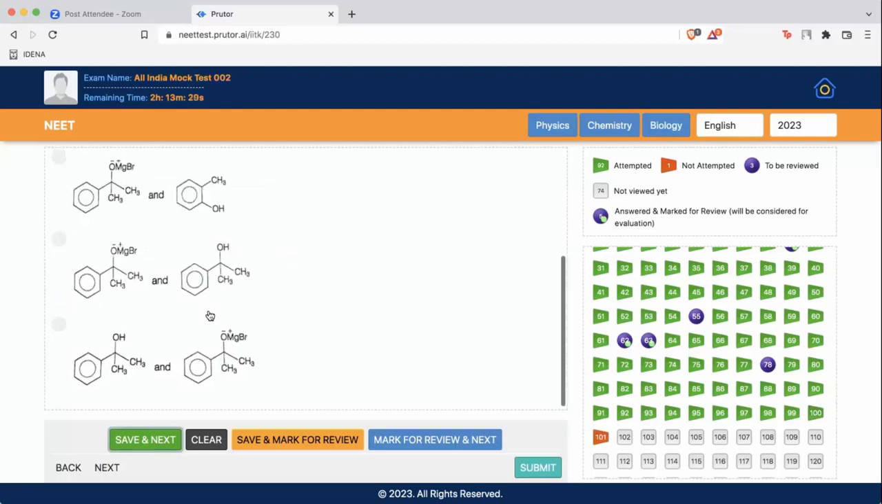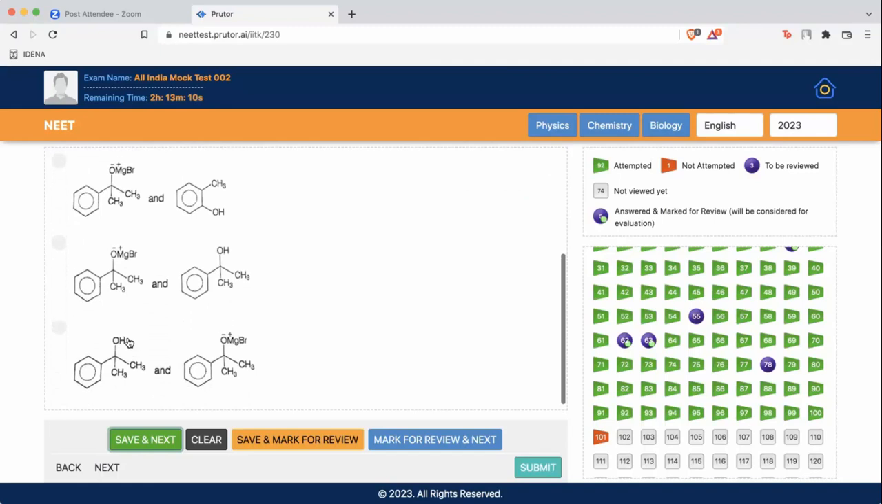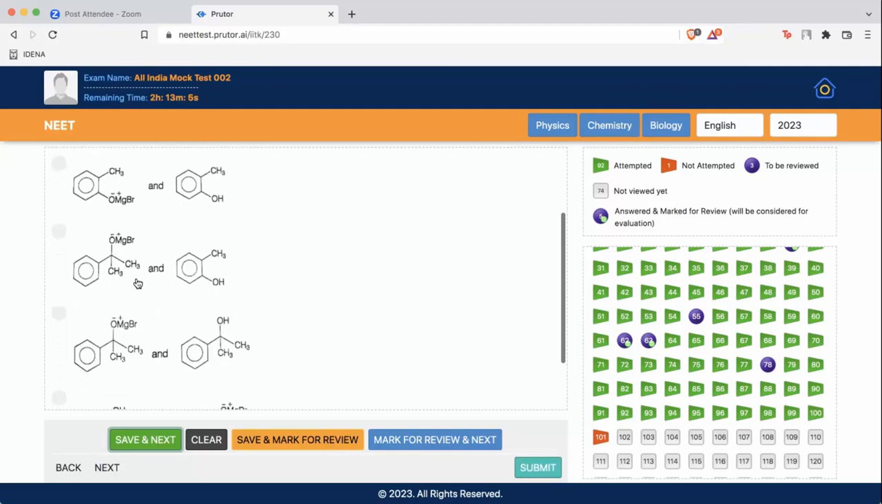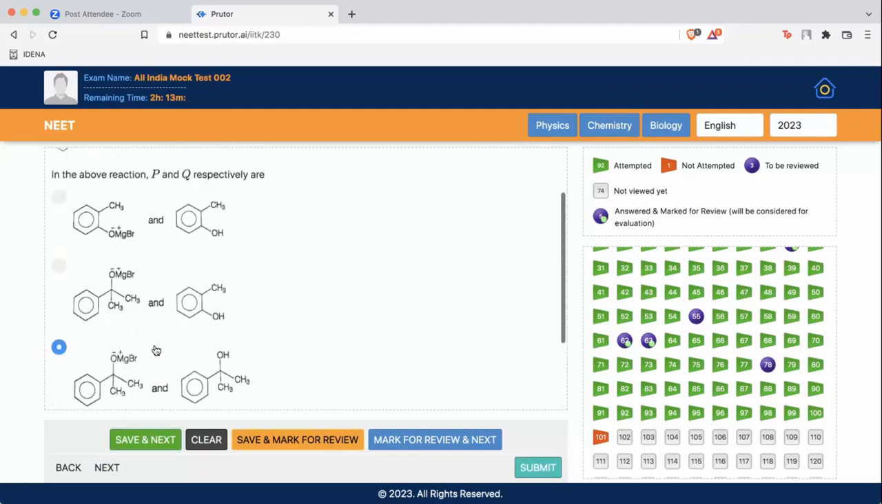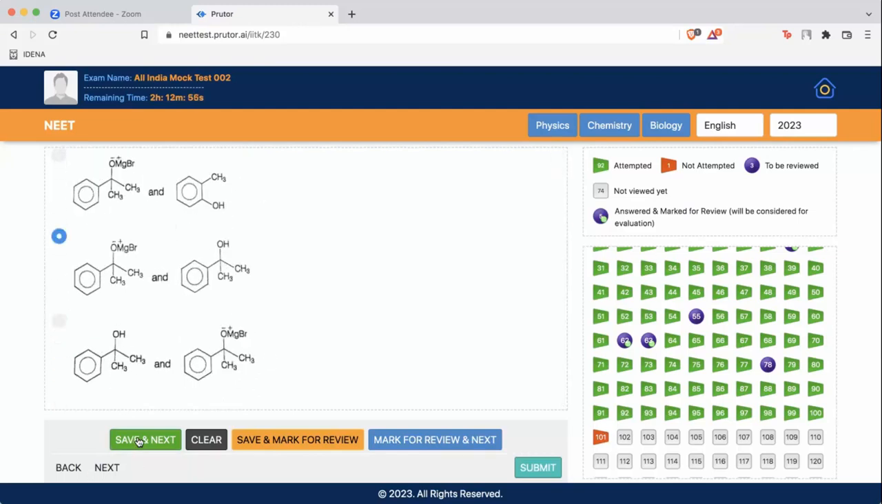In the above reaction, P and Q respectively are. Okay, so CH3MgBr, here we have Grignard's reagent. Very nice question. CH3 attacks, OH, CH3, CH3. So P is the second, okay, we have two options available. I think the best one is third, because when treated with H2O, OMgBr gets converted to hydroxide.